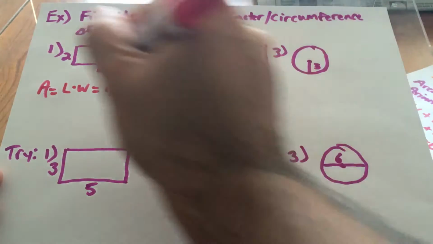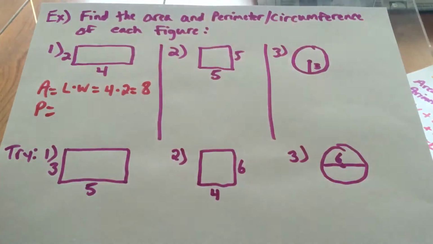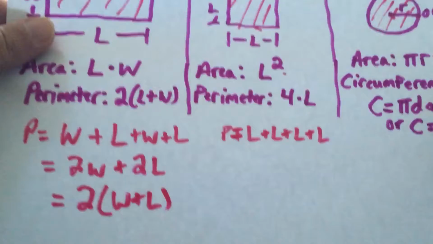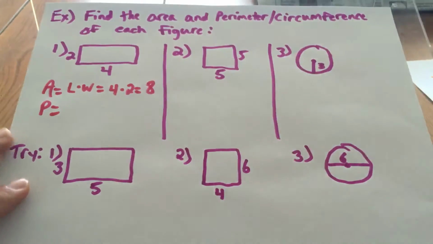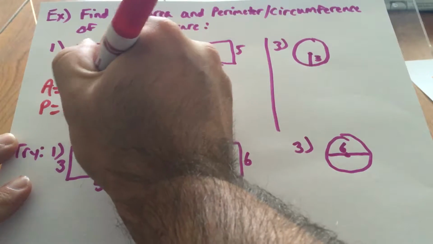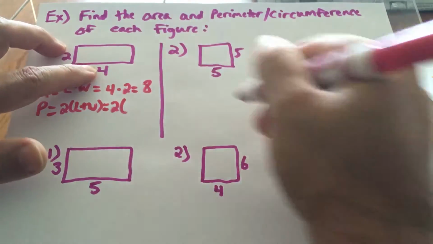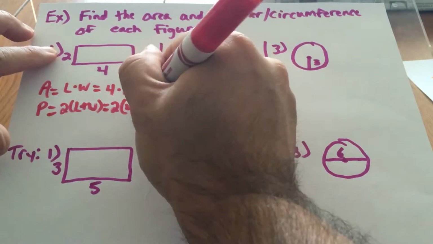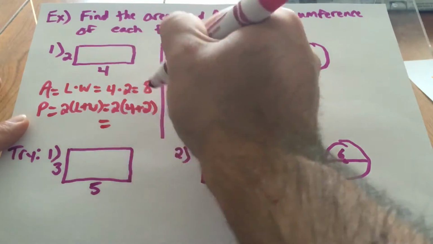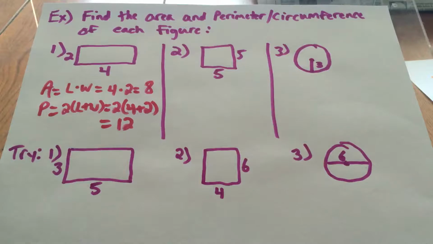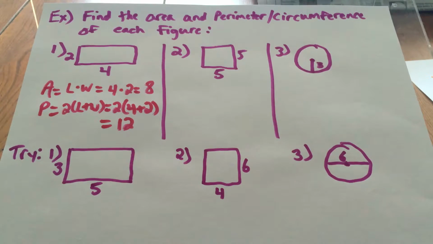so the area of that rectangle is 8. If you want to find the perimeter, remember perimeter means add up all the sides, so you can do 2 plus 4 plus 2 plus 4, or you can remember this formula, 2 times (L plus W). So 2 times (L plus W) is the perimeter. L is 4, W is 2, so 4 plus 2 is 6, times 2 is 12. So there's the area and the perimeter for the rectangle.